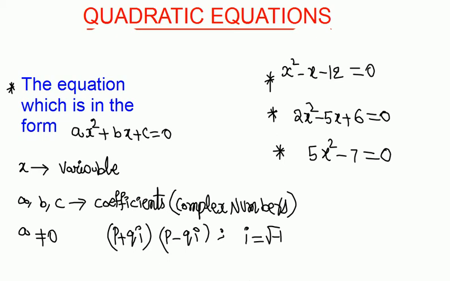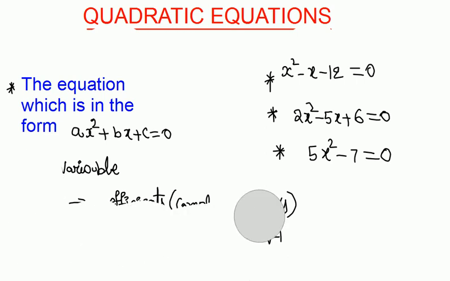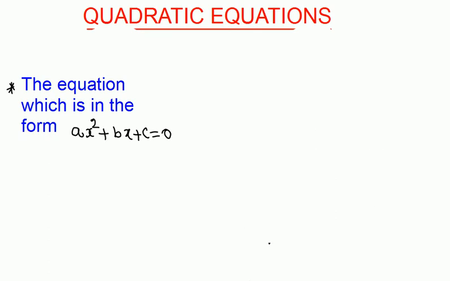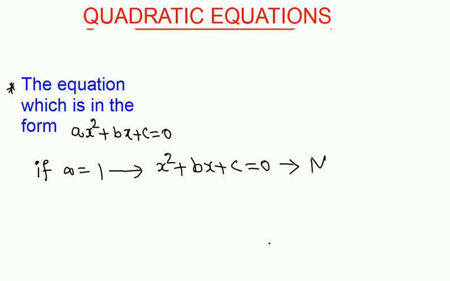So depending upon the coefficients a, b, c values, the quadratic equations are classified into some types. Let us see the first one. If the a value is equal to 1, then the equation must be in the form of x square plus bx plus c is equal to 0. Such type of equations are called monic quadratic equations.